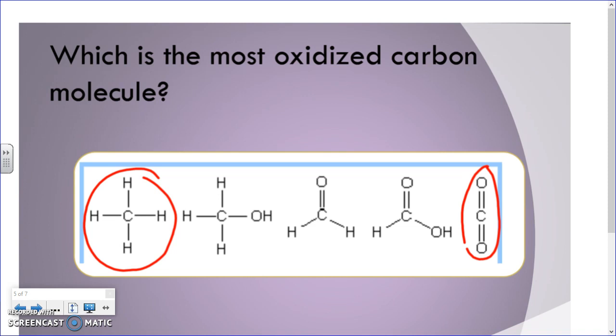oxidizing means losing electrons. So things that are oxidized in reactions have lost electrons, or hydrogen. And things that have gained hydrogens or electrons have been reduced.